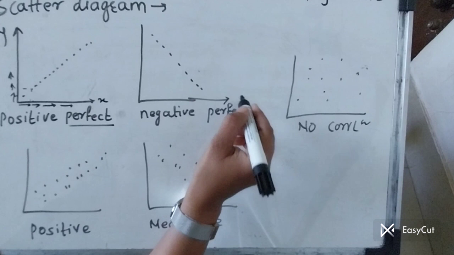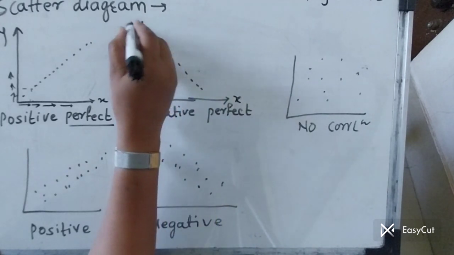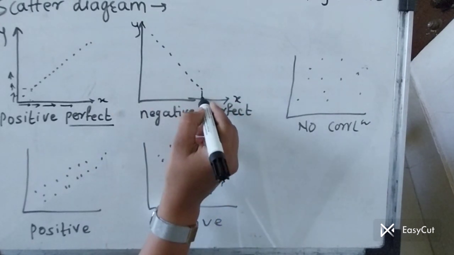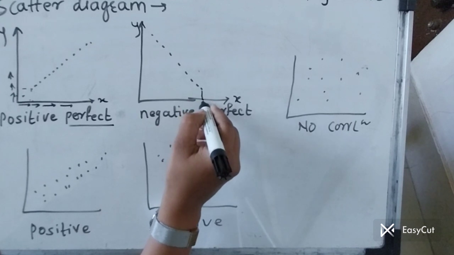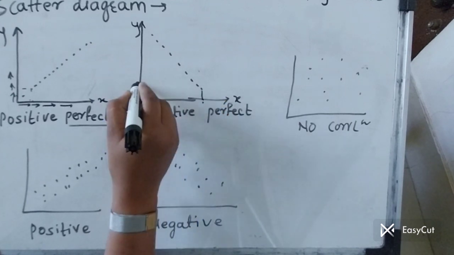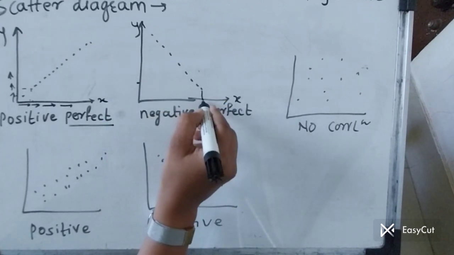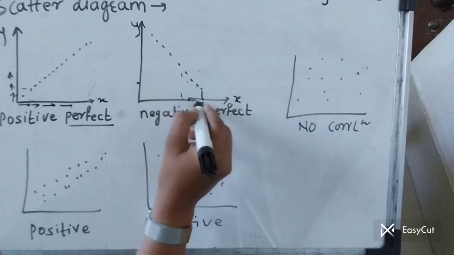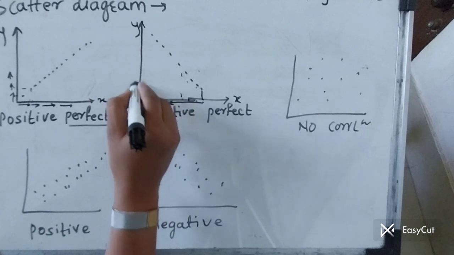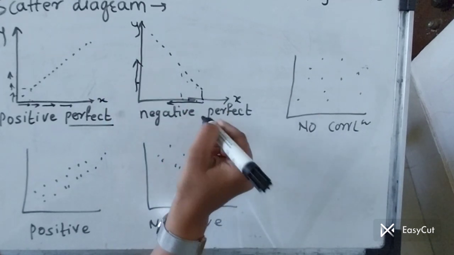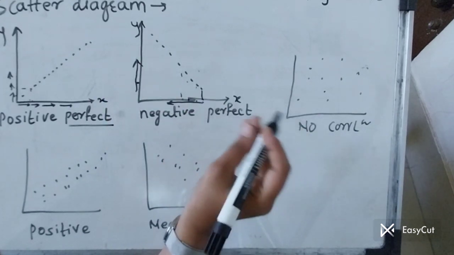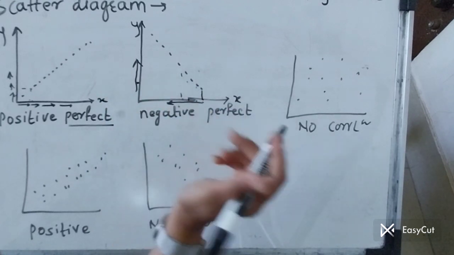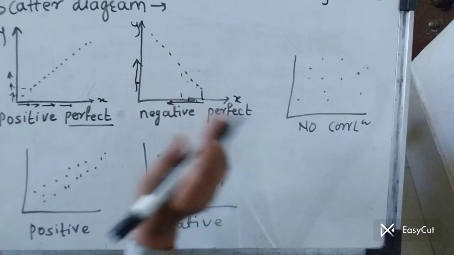Similarly here, if this is my x-axis and this is my y-axis, this is the x value, so x decreases and y increases. So there is a perfect negative correlation. We call it a perfect negative correlation.